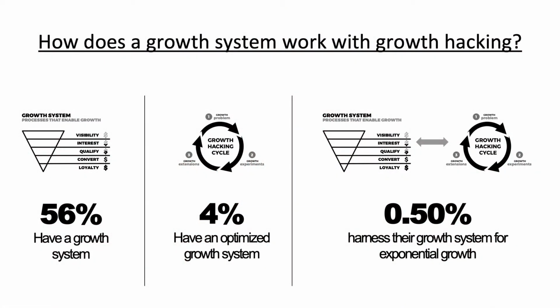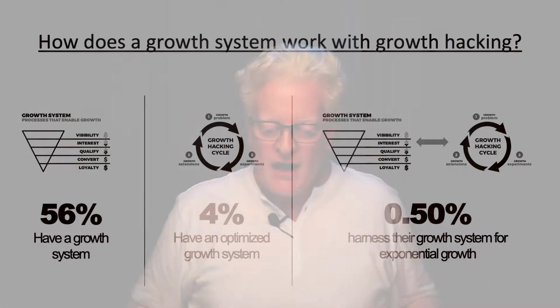So let's get started. I'm going to just throw this onto the screen really quick here. I want to let you know that about 56% of organizations have a growth system. 4% of them actually have optimized their growth system, and 0.5% of them have actually harnessed their growth system for exponential growth. Now, what is the difference between all these? So what we're going to dig into is, what is a growth system? What is a growth cycle? How does that all connect? And how does that relate to growth hacking? Because they all connect. They're actually all in one place.